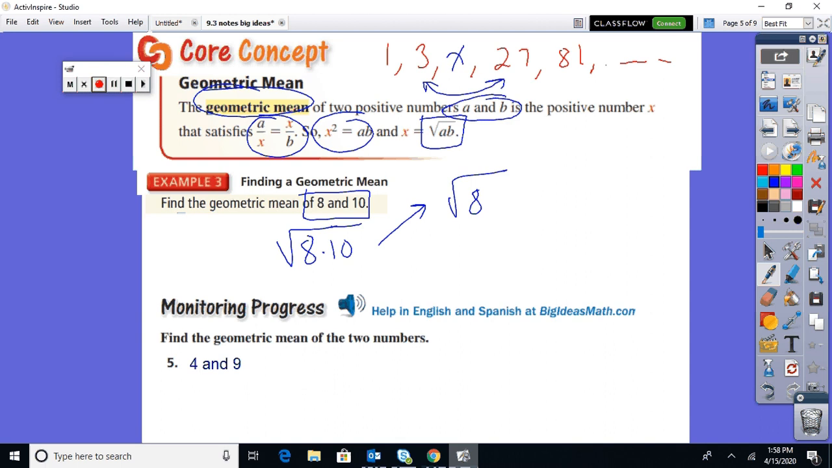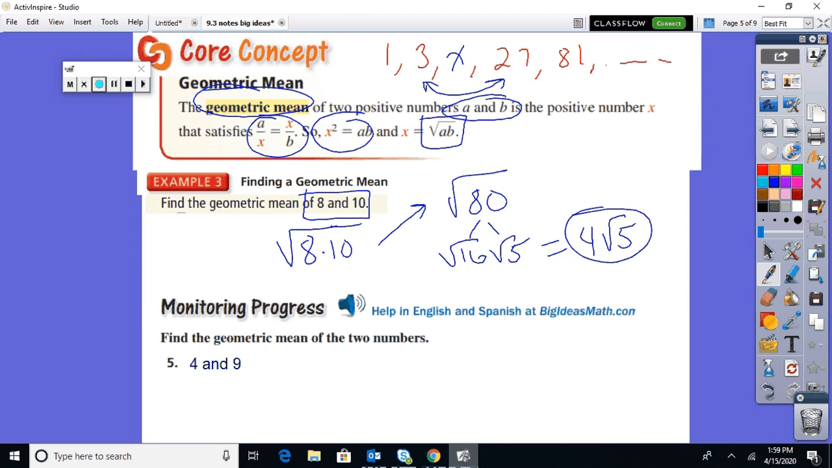That's going to be the square root of 80, which breaks down into 16 times 5, which is 4 root 5, since I can't break 5 down any further. So a lot of radicals with this stuff, because you're taking the square root of the product of the two numbers. So keep that in mind. You're going to be reducing radicals a lot.